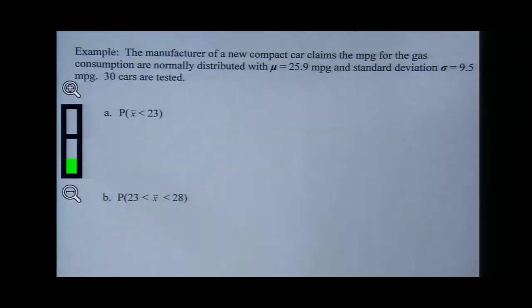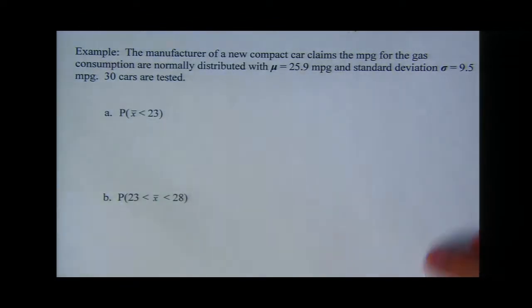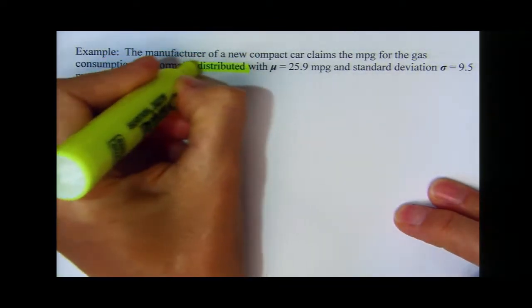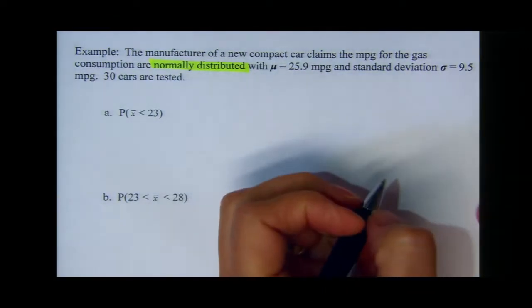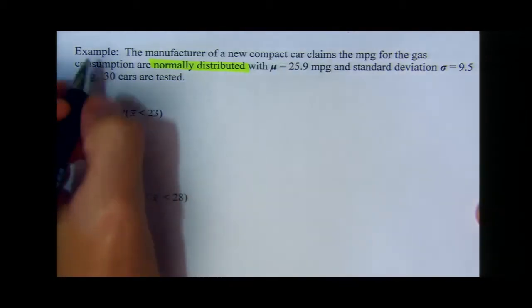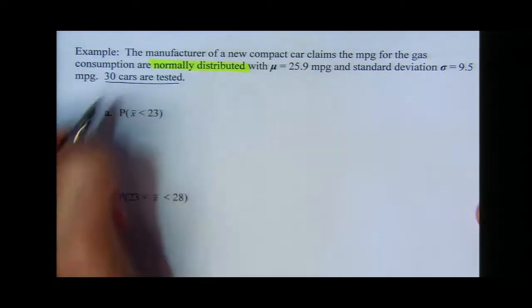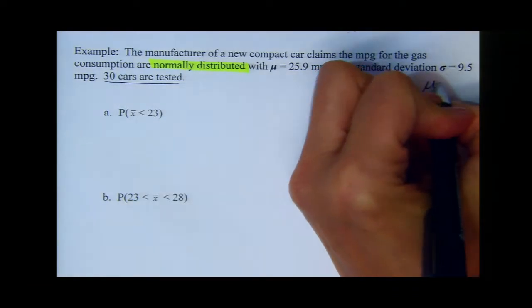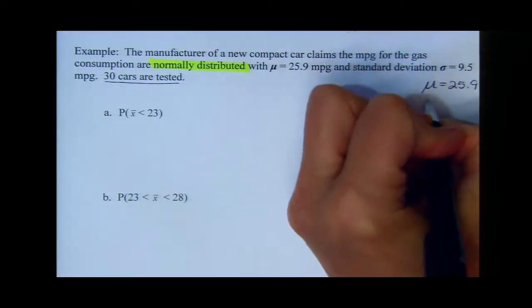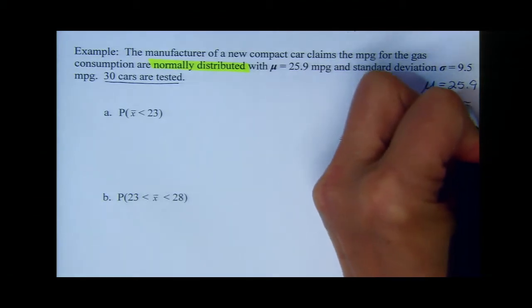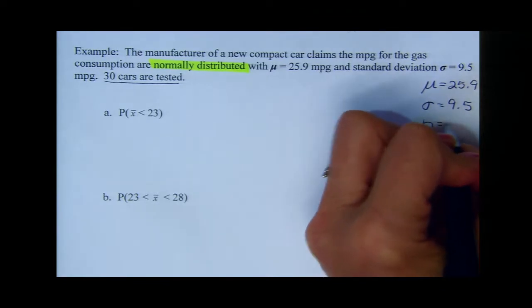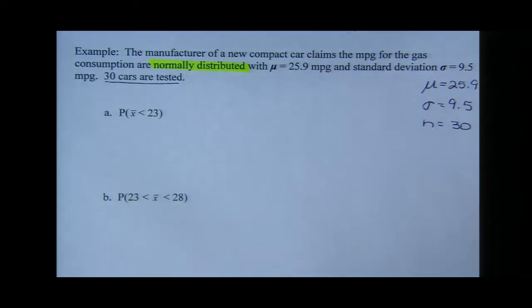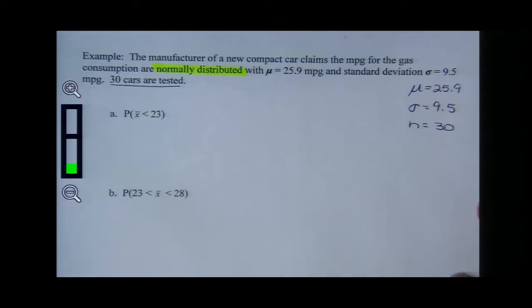The manufacturer of a new compact car claims the miles per gallon for the gas consumption are normally distributed with mu of 25.9 miles per gallon and a standard deviation of 9.5. 30 cars are tested. Okay, well, they give me mu, 25.9. They give me sigma, 9.5. And when it says 30 cars are tested, that means they drew a sample of 30 and they're going to test those 30 cars. So that 30 is n.